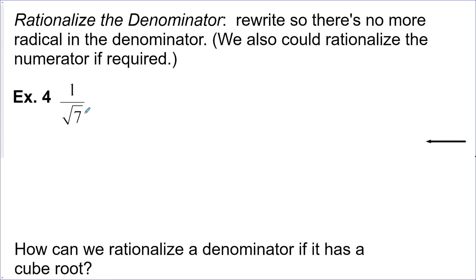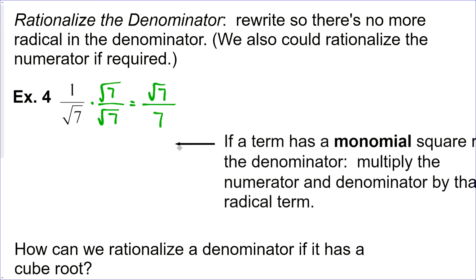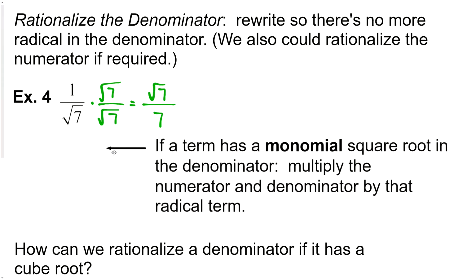We have a root 7 here, and to get rid of a root 7, we need to multiply numerator and denominator by root 7. That way, we'll have a perfect square down here, 49. Or we can just skip that and say, hey, it's just 7. And 1 times root 7 is root 7. So that denominator has now been rationalized. It does not have a radical in it anymore.